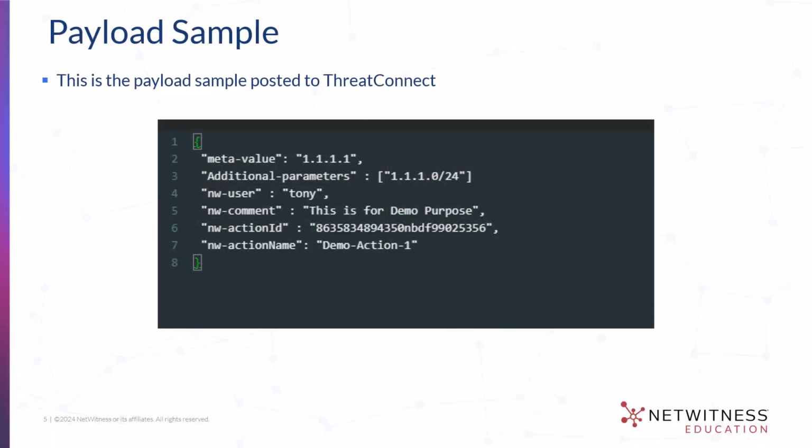This is a sample JSON for the action we performed, which has a key called meta value, and additional parameters. You could see that meta value is populated over here, and additional parameters that we have entered in the quick action would be populated as an array. And the name of the NetWitness user who has performed this action would also be added to the payload that would be sent to ThreatConnect, along with the comment that we add in the quick action, and the action ID which is unique to this particular action, and the name of the action that was executed.